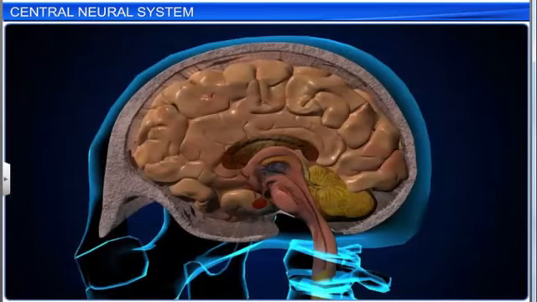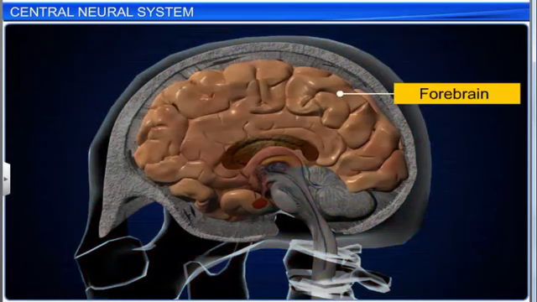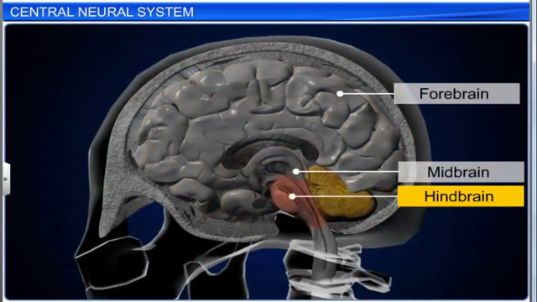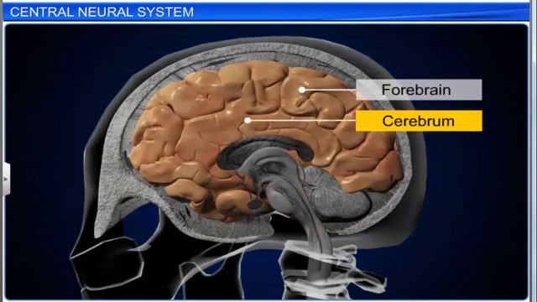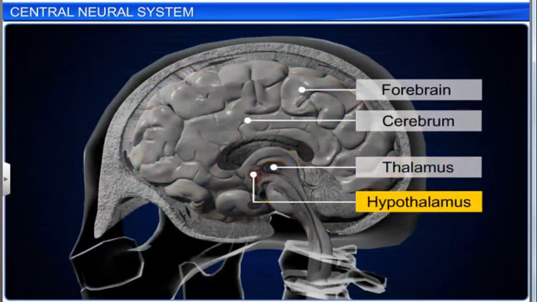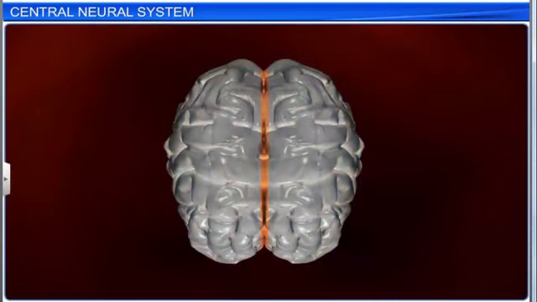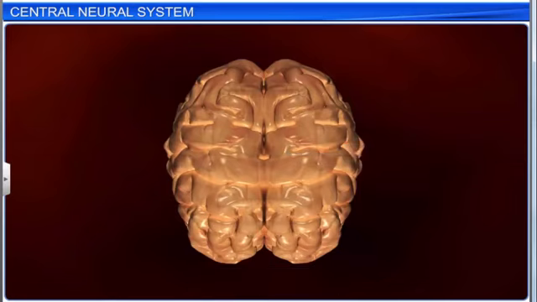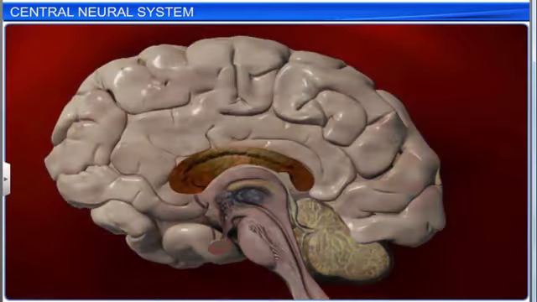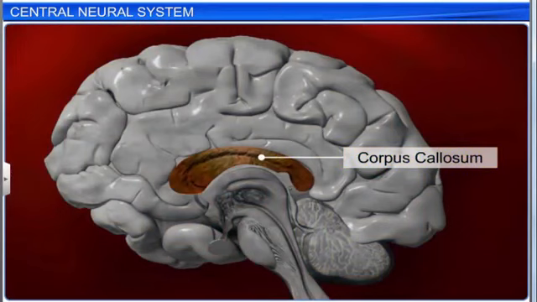The brain can be divided into 3 main parts: forebrain, midbrain, and hindbrain. The forebrain is the largest part of the brain. It is made up of the cerebrum, thalamus, and hypothalamus. A deep cleft divides the cerebrum longitudinally into 2 halves, the left and right cerebral hemispheres. A thick band of nerve fibers called the corpus callosum connects the 2 hemispheres and facilitates communication between them.